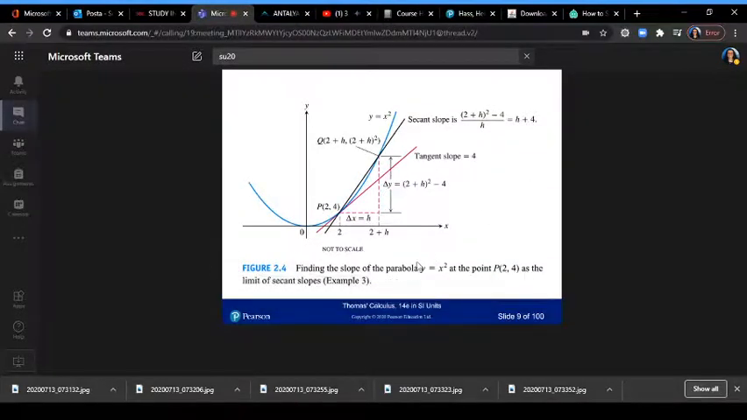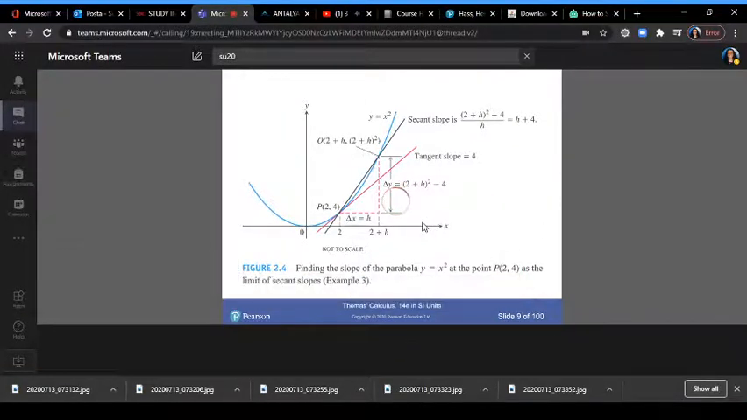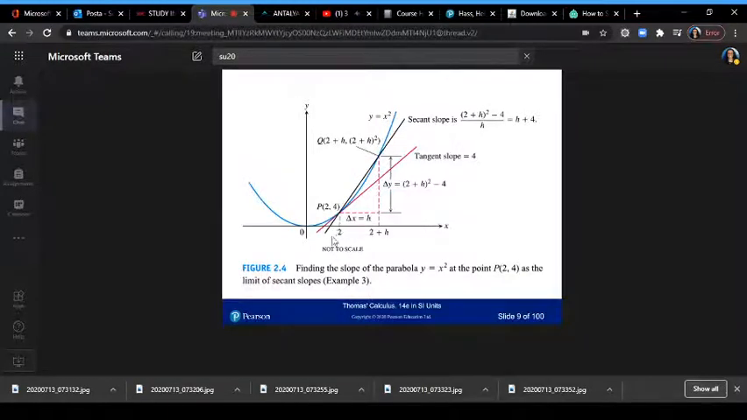Okay, there's a question. Find the slope of the parabola y is equal to x squared at the point (2, 4) as limits of secant slopes. This is Example 3 in the book. So how do you do that? At 2 we have the point P, and then we are going to start writing our Q's.